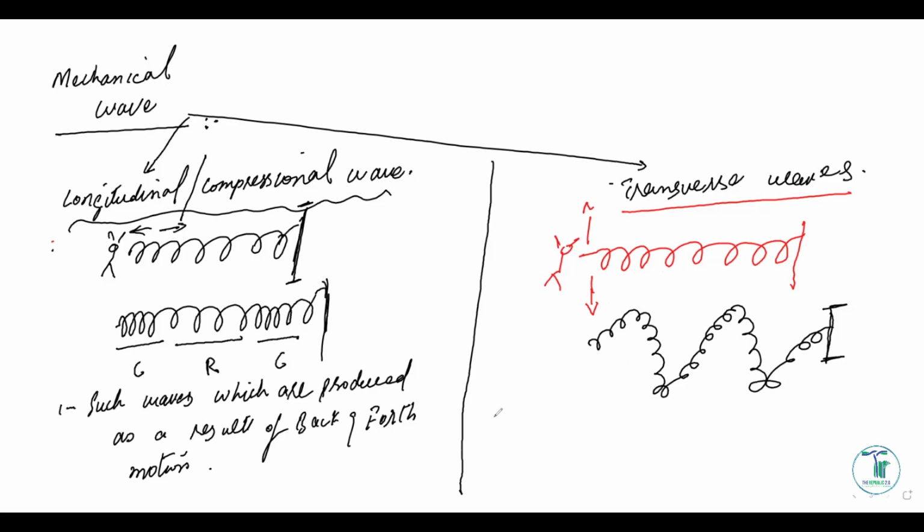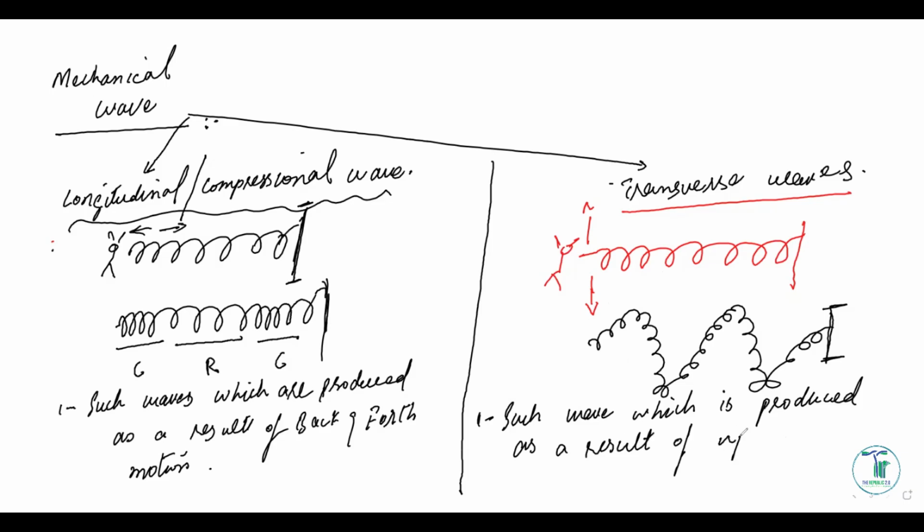And how I'm going to define it, the very first definition of the transverse wave: such a wave which is produced as a result of up and down motion, right? Such a wave which is produced as a result of up and down motion. That is how you talk about the transverse wave. Is that clear? Yes. Right? So this is a longitudinal or compressional wave, and this is a transverse wave.